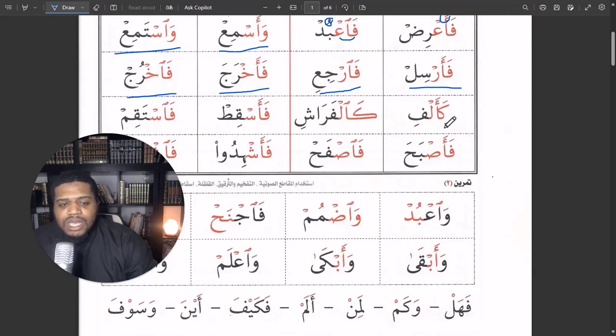So here we say ka'alfi, and here we say kal farashi. We skip the Hamzatul Wasl. We go straight to the lam. Kal farashi. If we didn't have this kaf here, we would say al farashi. Why? Because we have a lam after this Hamza. And we mentioned that when we have a lam after the Hamzatul Wasl, we say a. So al farashi.